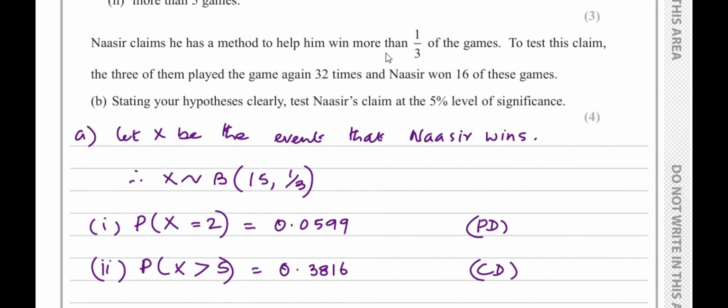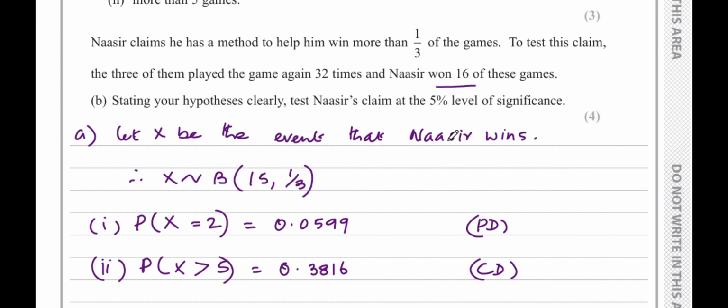He has a method to help him win more than 1/3 of the games. To test his claim, 3 of them played the game 32 times and Nasir won 16 of these games. Stating your hypothesis clearly, test Nasir's claim at 5% level of significance. Okay, so this is a hypothesis testing question, and please understand the concept very well. There is no AS level or A level statistics question paper in which a question on hypothesis testing is not there. So it's a very important concept. Okay, but it's very easy and an interesting concept as well.